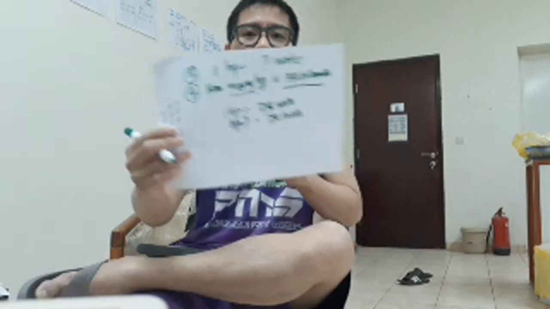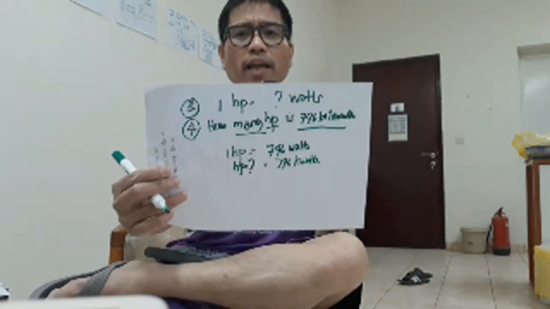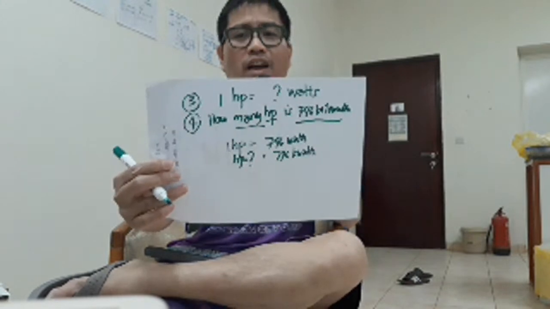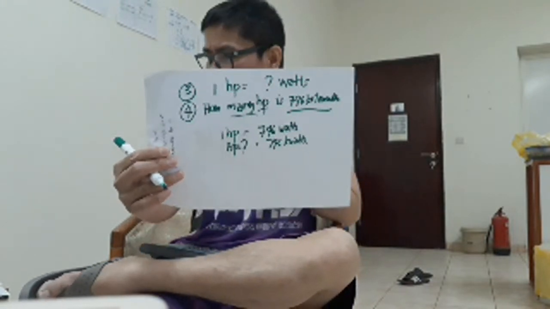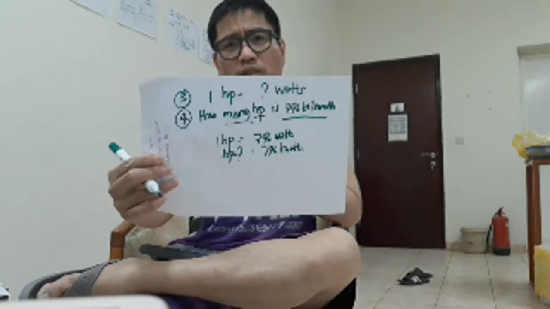Let's prove that also. 1 horsepower is equal to 746 watts. And then horsepower, unknown, is equal to 746 kilowatts. I tried the ratio and proportion. 1 horsepower is equal to 746 watts. Then how much horsepower if we have 746 kilowatts? Ratio and proportion. So, 1 horsepower to 746 watts.